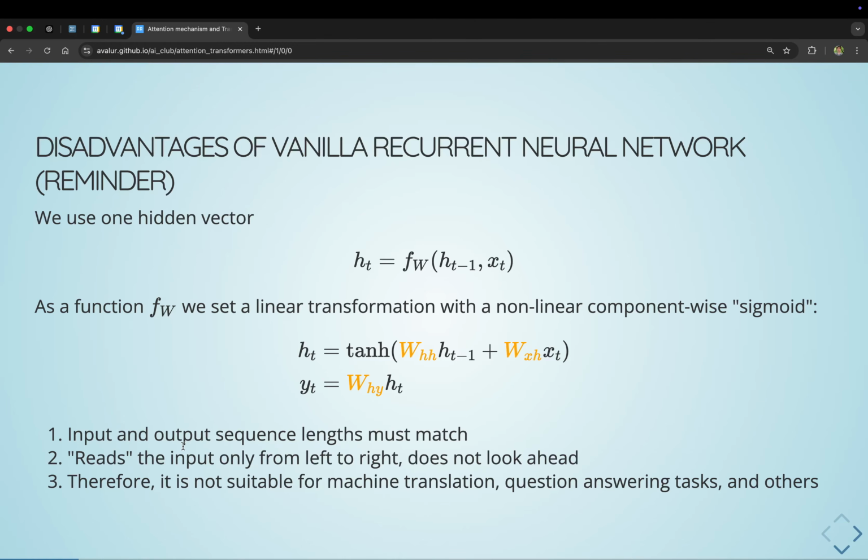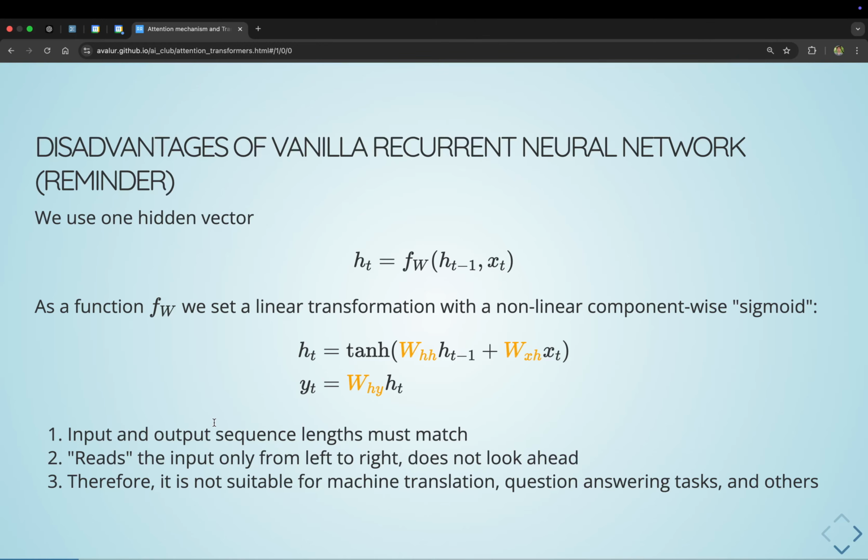And the disadvantages of this approach are the following. So the input and output sequence lengths must match. Each time we see a new token xt, a new character, we predict another one, yt. This is our answer. So this is a one-to-one correspondence between input sequence and output sequence.